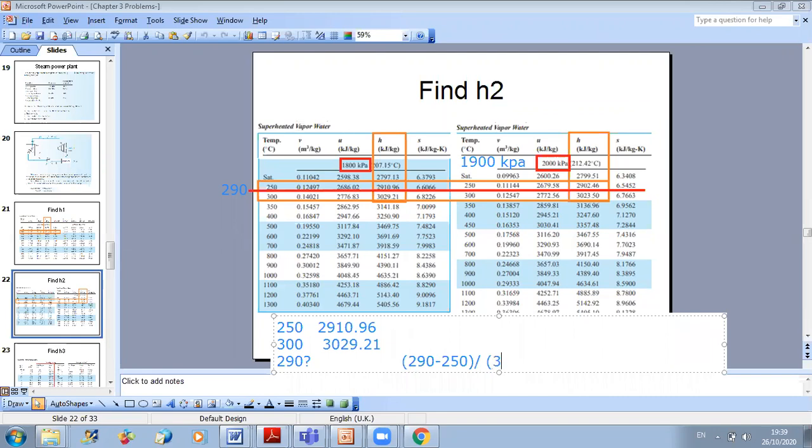So here, 300 minus 250 equals, from the other side, you want to find H at 290. So it's H minus H at 250, which is 2910.96, over H at 300, which is 3029.21, minus H at 250, which is 29.